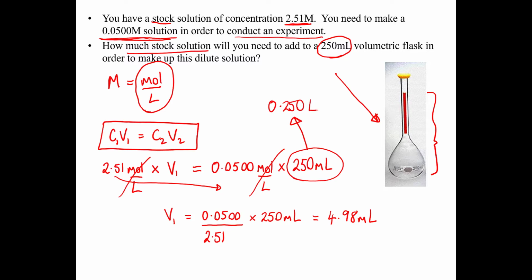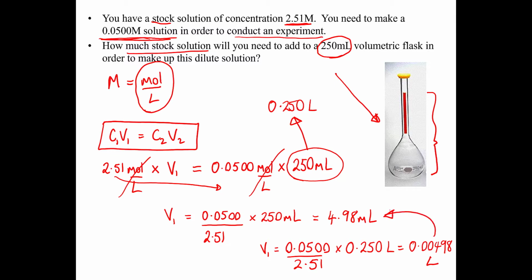If we did that in the same way, V1 equals now 0.0500 divided by 2.51, and we multiply that by 0.250 liters. We'd of course get a smaller number. We're going to expect a smaller number, and that would end up being 0.00498, and the units there would be liters. So again, when we convert back to milliliters, we multiply by 1,000 milliliters per liter. In fact, that would end up giving us exactly the same number.